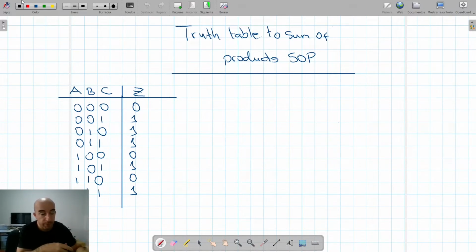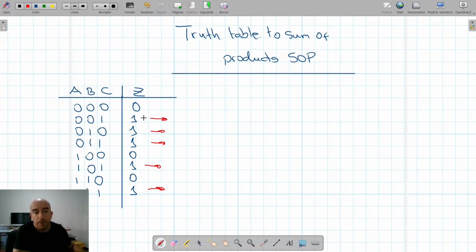So imagine we have a truth table because we've been given the truth table in the exercise, with all the possible inputs, in this case 3 variables, and the outputs. How do we convert that into a sum of products? Well, it's very easy. We just have to take note of the outputs that are 1. We just have to consider those ones. So this one, this one, this one, this one, and this one.